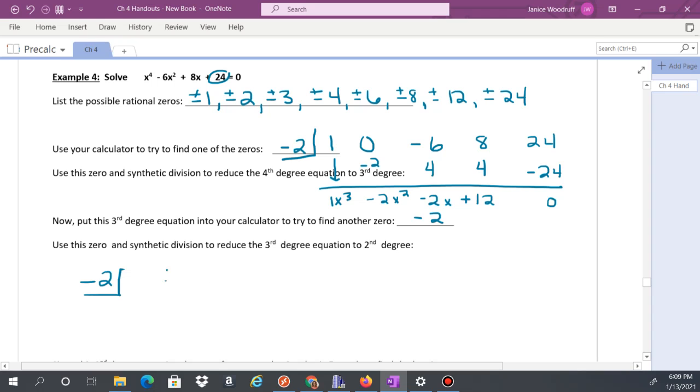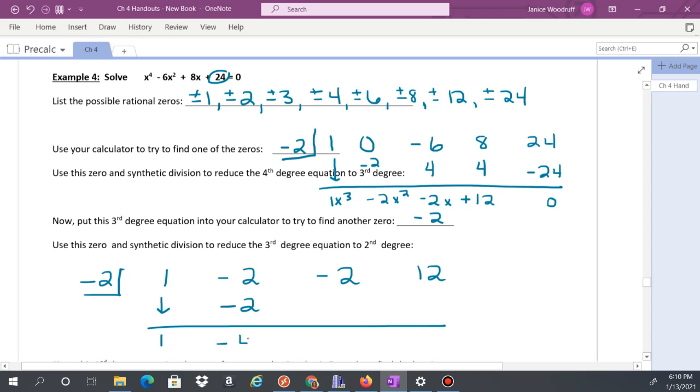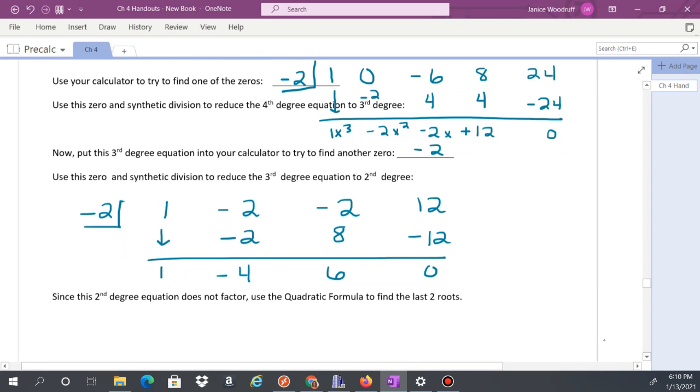So I've got 1, -2, -2, 12. I'm going to pull down this 1, 1 times -2. Then -2 minus 2 will give me a -4. -4 times -2 will give me a +8. +6 here. 6 times -2, -12, 0. So now I have a quadratic function.